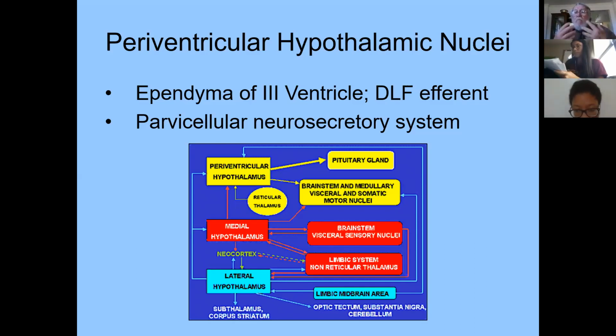hypothalamo-hypophyseal portal system. So you're literally releasing into blood, and it's venous blood that is sort of running away from the brain. And what that venous blood of the hypothalamo-hypophyseal portal system now does is it bathes the anterior and intermediate lobes of the pituitary gland.